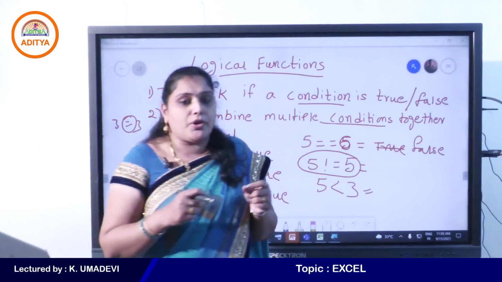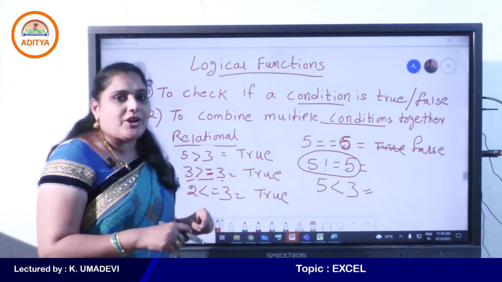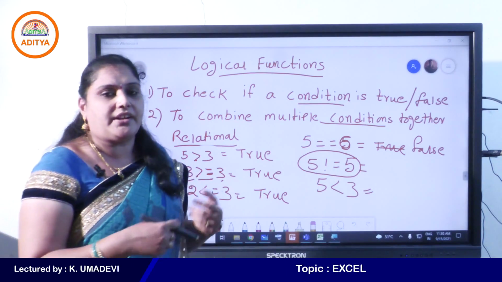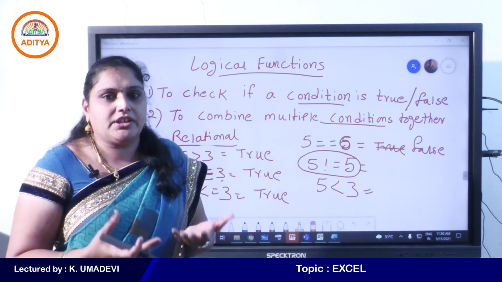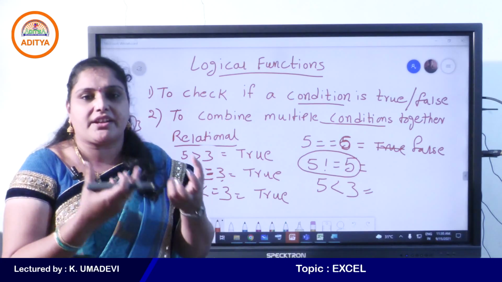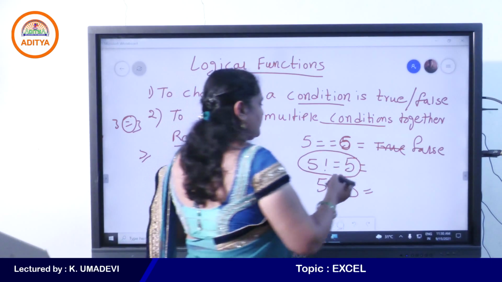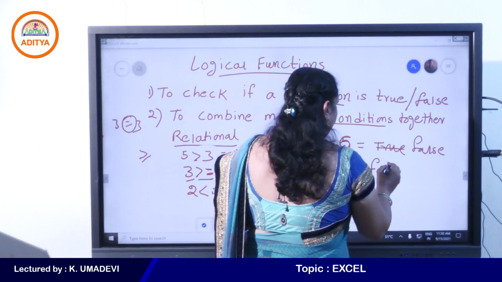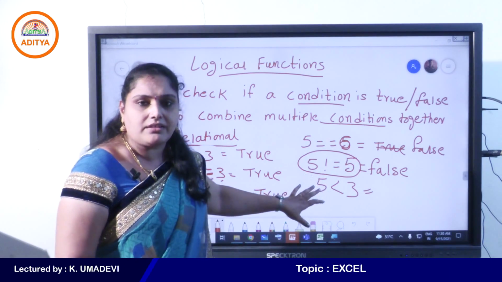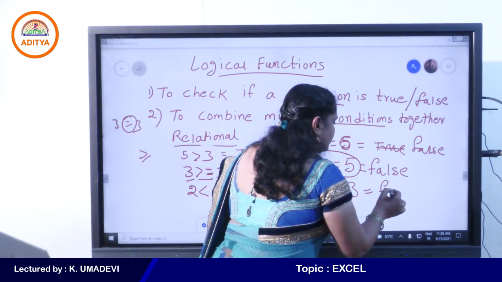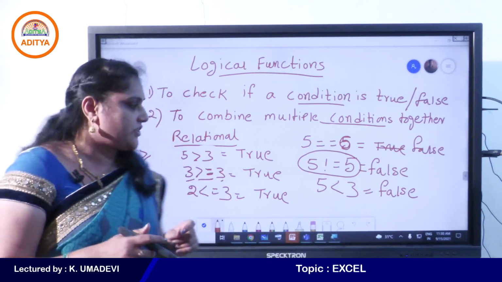See, if both the values are not equal, then it returns true, right? So in equality operator, if both the values are same, then it returns true, otherwise it returns false. What about not equal to? If both the values are not same, then it returns true, otherwise it returns false. But here both the values are same, so it returns false. 5 less than 3, yes, here 5 is not less than 3, so it returns false. So like this we use conditions in logical functions.